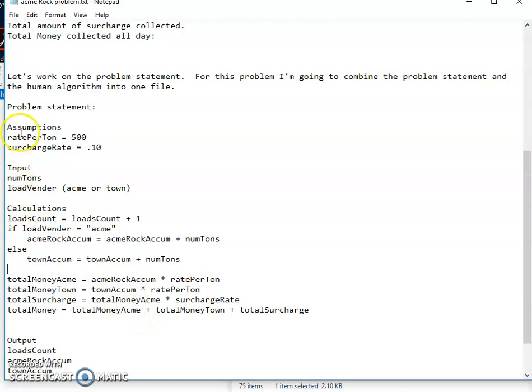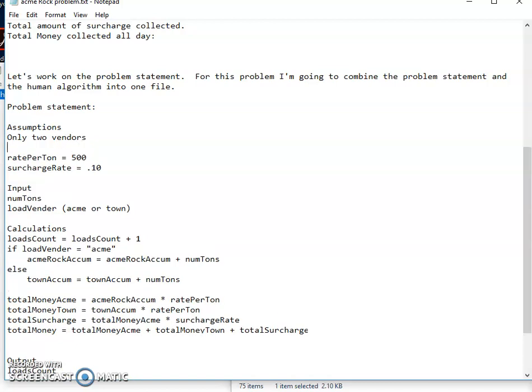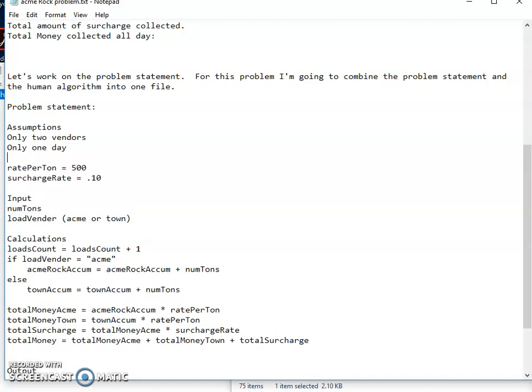And one last thing. So I have my other assumptions. Another assumption might be only two vendors. So we only have town and that. Only 1 day. So if they want an average for the week, we have to change this. And rate charged never changes. All right, so it's always going to be $500. So that's a good one. All right, let's go ahead and go on to our next step, which is going to be flow charting.